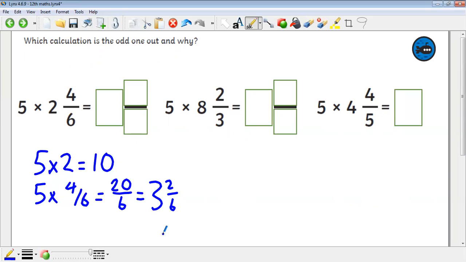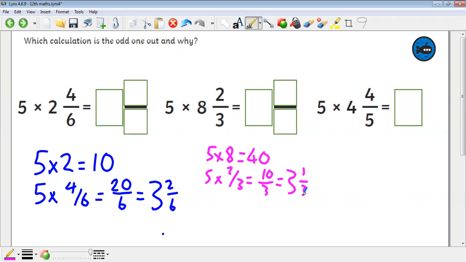Next one is going to be 5 times 8 and 5 times 2/3. 5 8s is 40. 5 blocks of 2 are 10, so figure out the numerator, which will be 3 and 1.